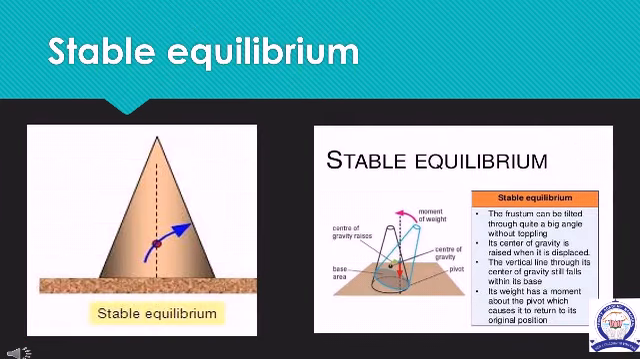Stable equilibrium. The frustum can be tilted through quite a big angle without toppling. Frustum. What is the meaning of frustum? The frustum means the portion of a cone or pyramid which remains after its upper part has been cut off by a plane parallel to its base, or which is intercepted between two such planes. So frustum means a portion of a cone.